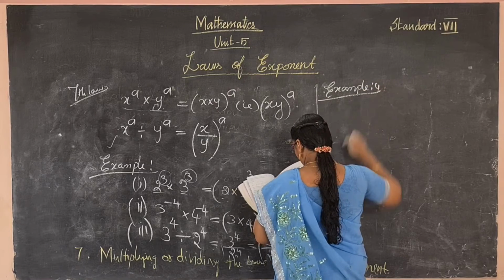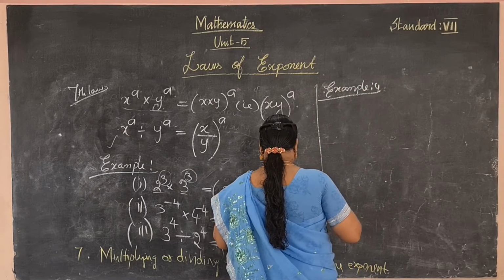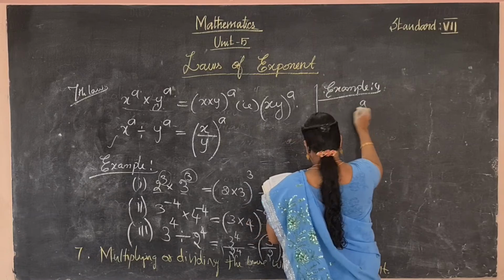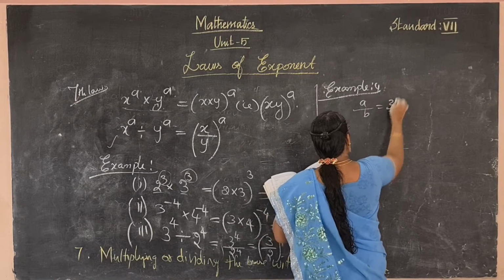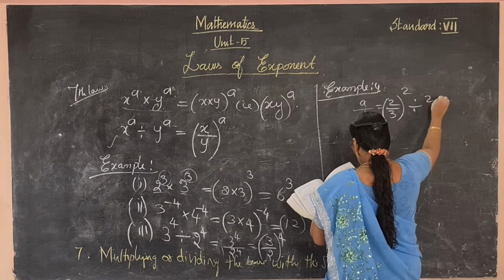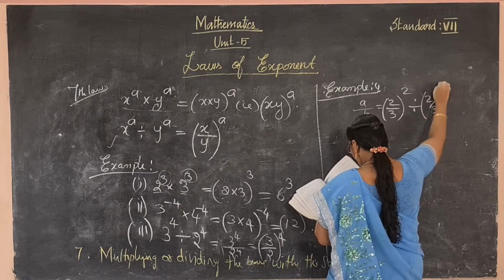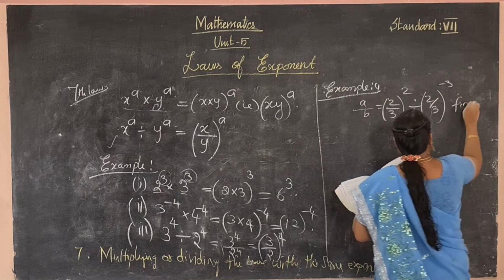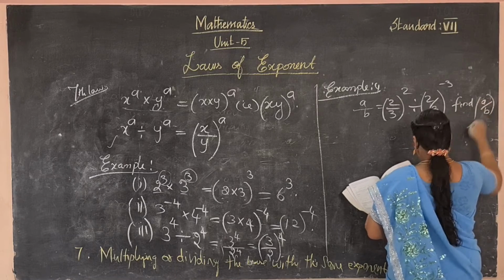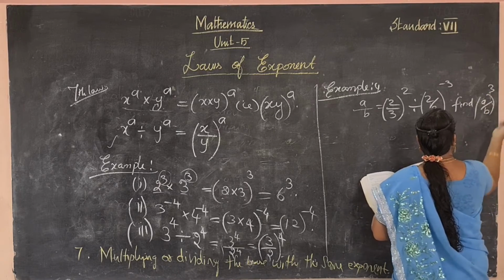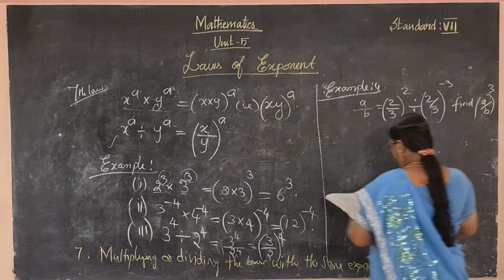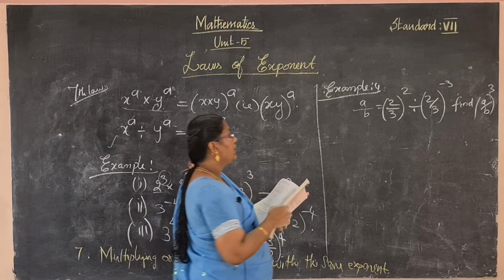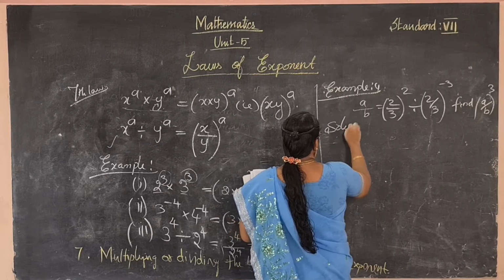Example 4. If a by b is equal to 2 by 3, the whole square, divided by 2 by 3, the whole power of minus 3. Find a by b, the whole power 3. Okay, find a by b the whole power 3. I have to find that.